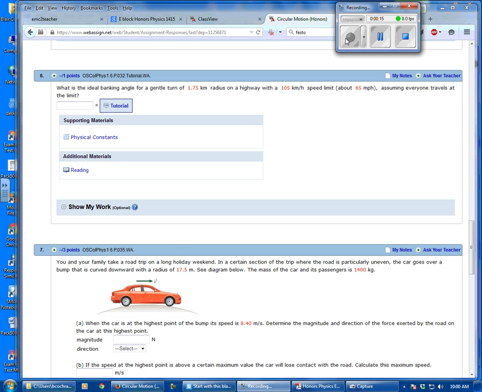What is the ideal banking angle for a turn on a highway with this speed limit? Remember, the ideal banking angle is the one where the design speed matches the speed limit. In other words, you could take this corner without needing any additional force, like from friction. If you take it too slow, you're going to need friction so you don't slide down the slope. If you take it too fast, you're going to need friction so you don't go up the slope. But at the ideal speed for this angle, for this curve, no friction is needed. You can take it on ice and still make it around.